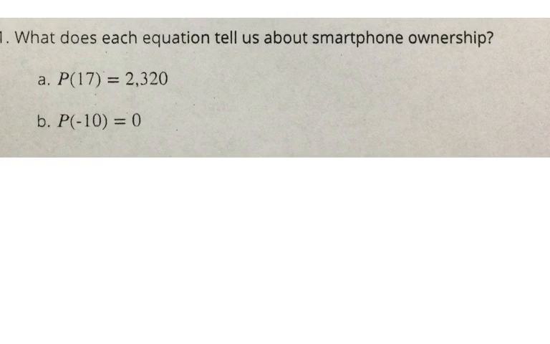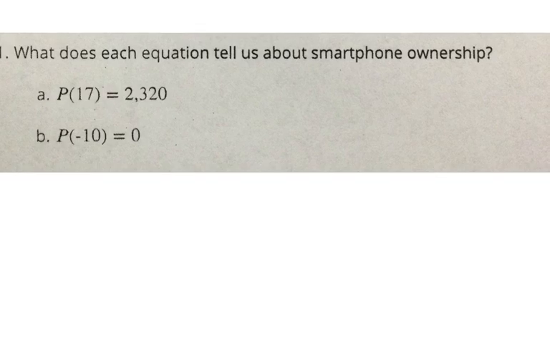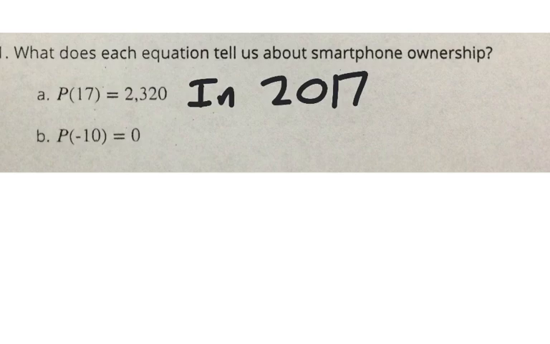So in 2017, a total of 2,320,000 people in cell phone. Why do you think it's in 2017? Because it says after the year 2000. Because the 17 represents how many years after 2000. So 17 years after 2000 would be 2017. That was the first part of the trick. So you're right. This is in 2017.